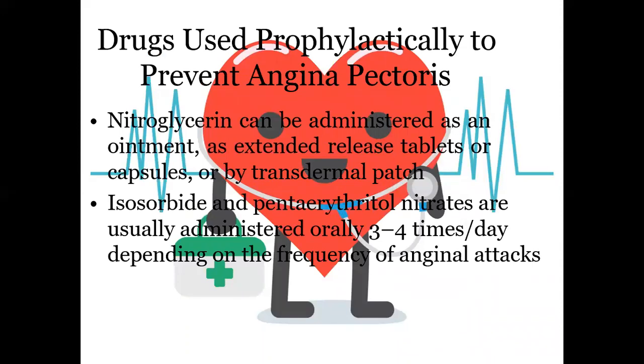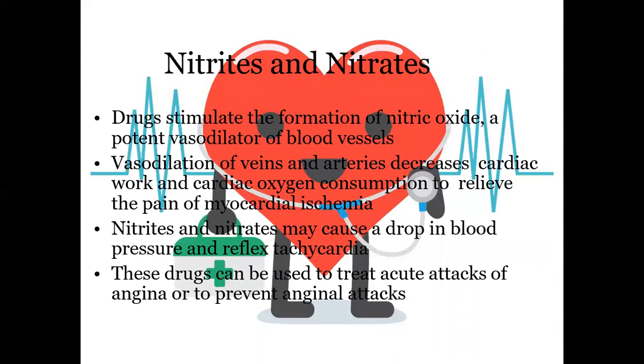Drugs used prophylactically to prevent angina pectoris. Nitroglycerin can be administered as an ointment, as extended release tablets or capsules, or by transdermal patch. And isosorbide and pentaerythritol nitrates are usually administered orally 3 to 4 times per day, depending on the frequency of anginal attacks.